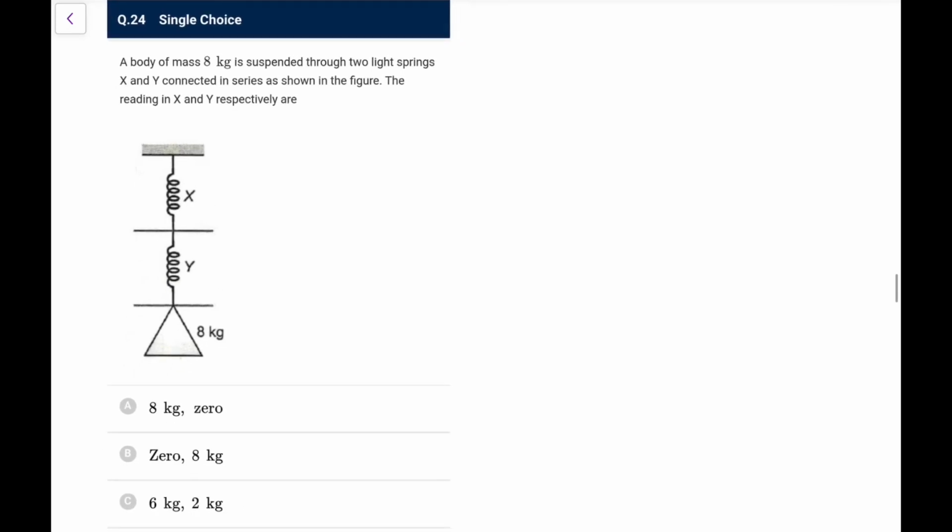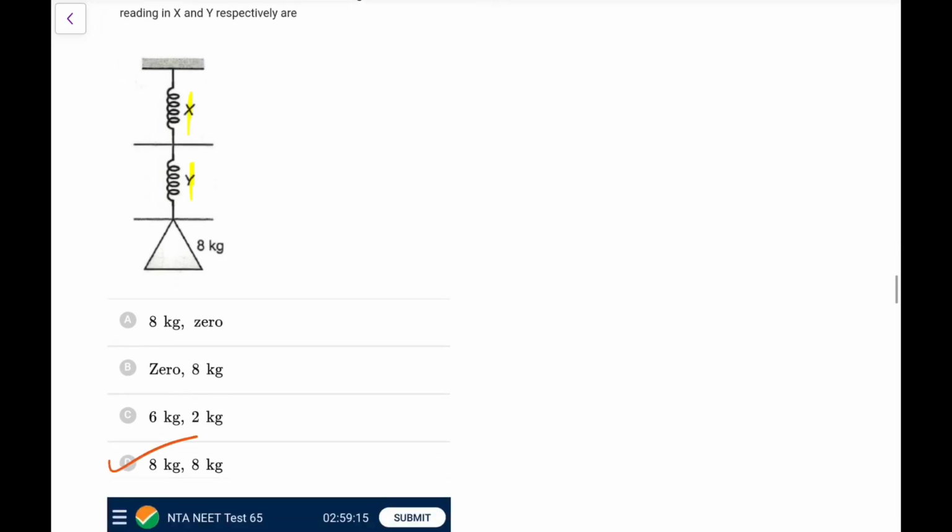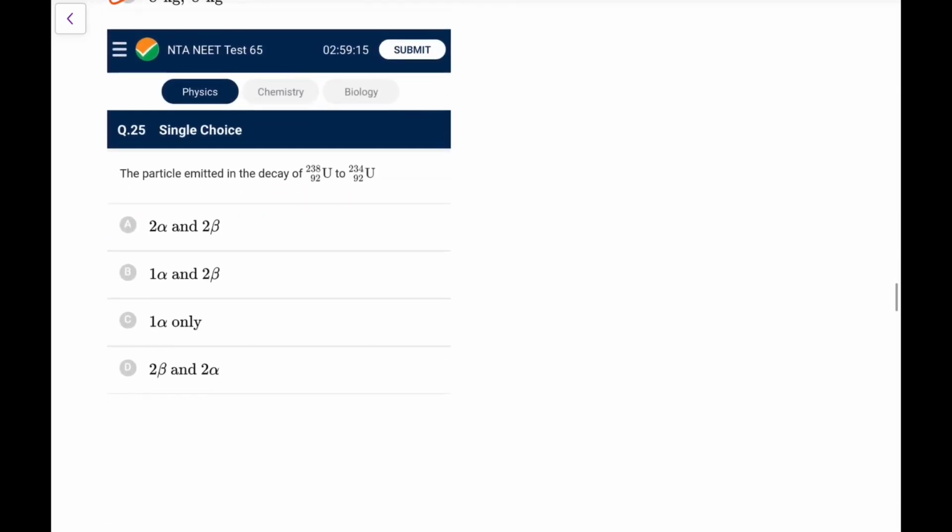Next one. A 8 kg mass is suspended through two light springs x and y connected in series. The reading in x and y, because they are in series, the reading will be same, tension will be same, and both will read the 8 kg. This is again a question on the same concept as been asked before.